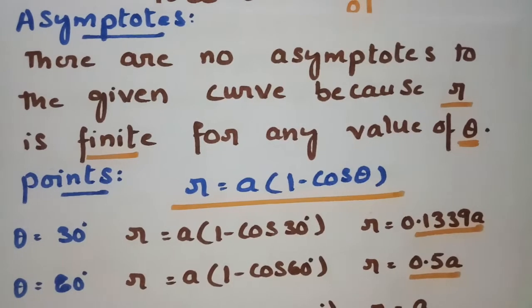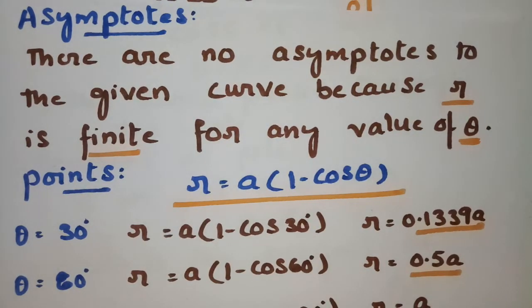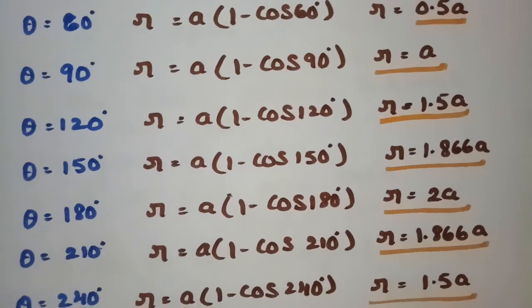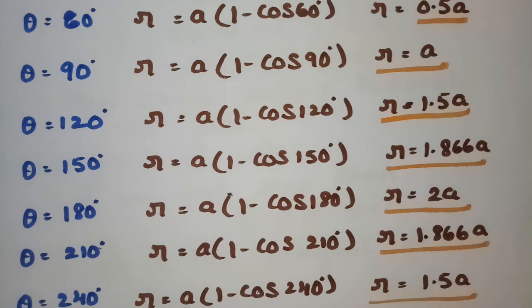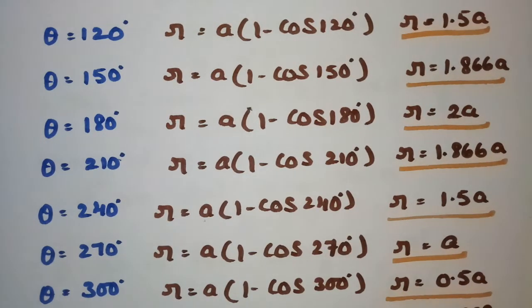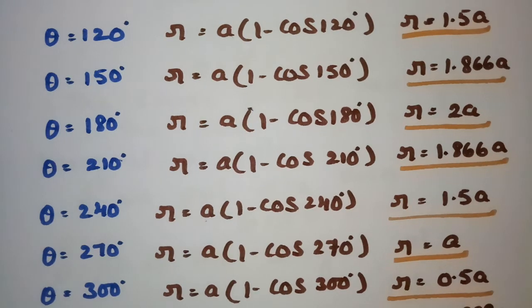And the next one, coming to the asymptotes here. There are no asymptotes to the given curve straight away, right? Because r is finite for any value of theta. I have given so many values of theta, and we got finite values for r, and there is no infinity at any point. Therefore, you can boldly say that there are no asymptotes to the given curve.